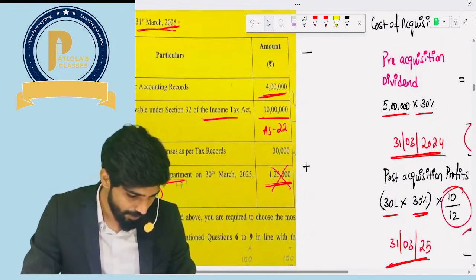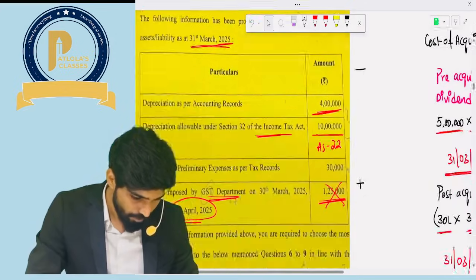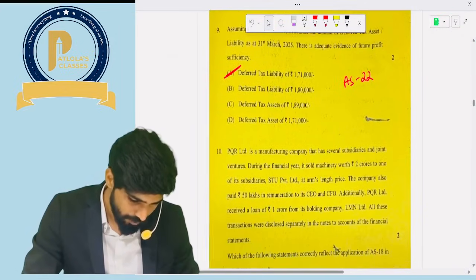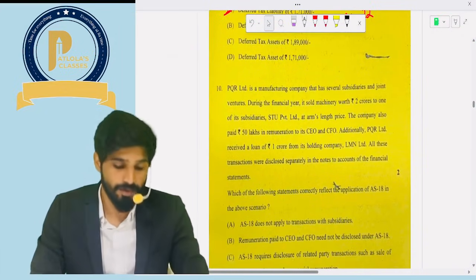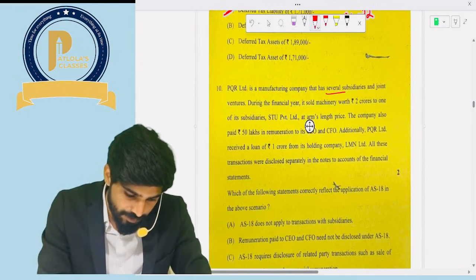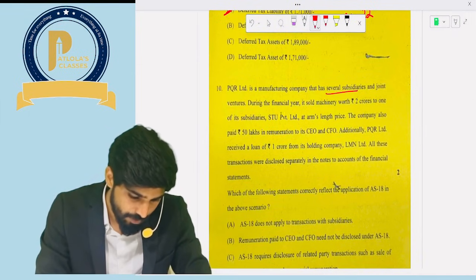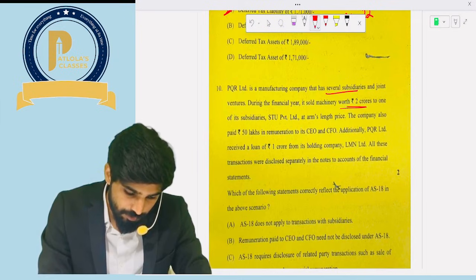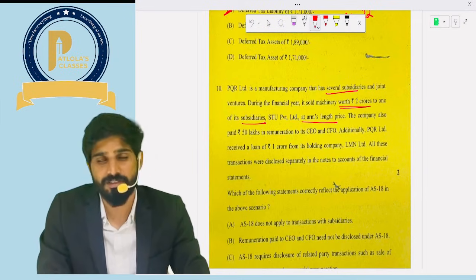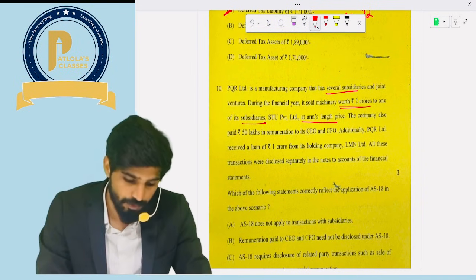Chalo. Coming to the last one. Before we answer the last question, I think it's an independent question. Let us directly answer this. PQR Limited is a manufacturing company that has several subsidiaries and a joint ventures. During the financial year, it sold a machine worth 2 crores to one of the subsidiary at arm's length price, and it does not matter if there is a transaction between related parties, we have to disclose irrespective of whether it is at arm's length price or not.